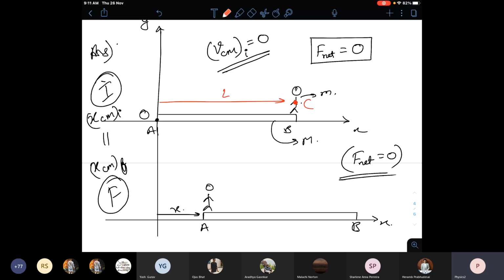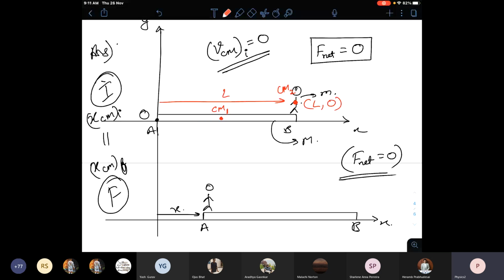So coordinates of the center of mass of the man can be written as L comma 0. We are not taking the height, we are not taking anything in the y direction, assuming it to be on the x axis only. Okay, the center of mass of the plank, you can write this as cm1, and this man as cm2.